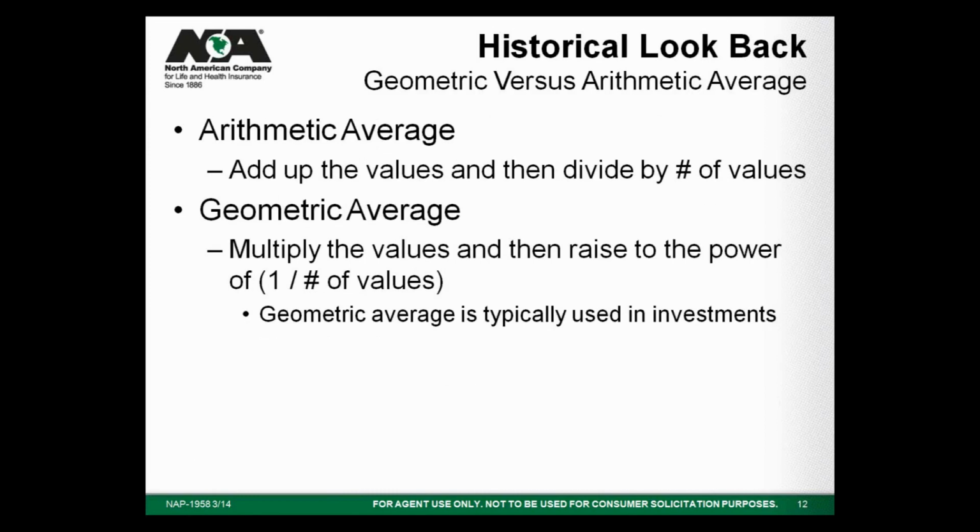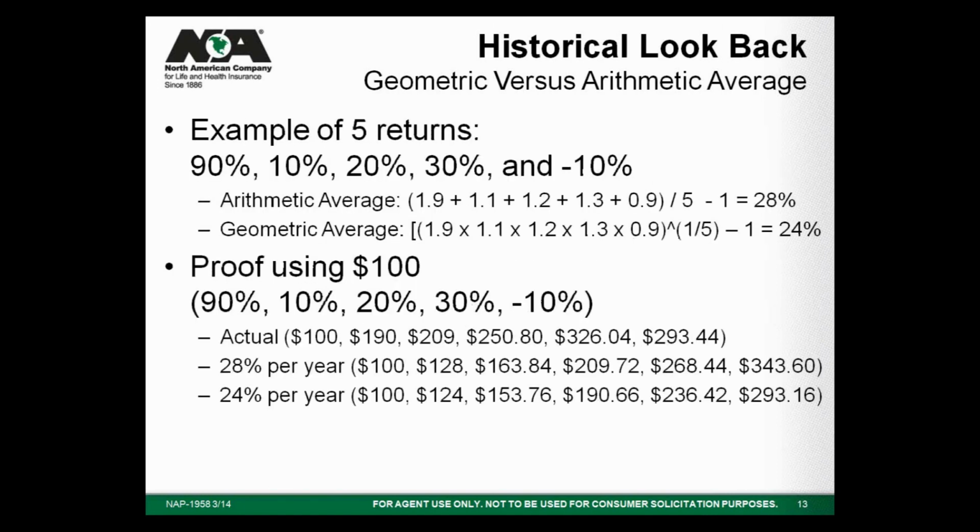And as you can see, a geometrical average is typically used when you're talking about investments. So it really has a better overall picture of how the market really produced over that time. With an arithmetic average, we just add up all the values and then divide by the number of values. Whereas with the geometric average, we multiply the values and then raise the power of 1 divided by the number of values. So that's a lot of math there, and really we're going to get into how that looks.